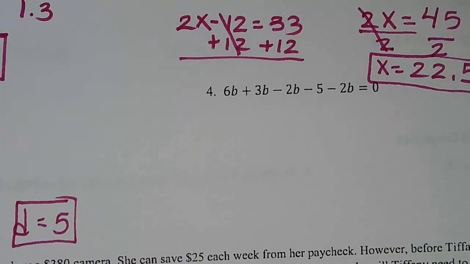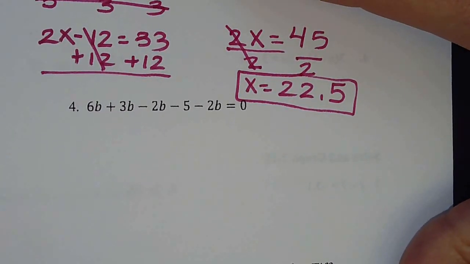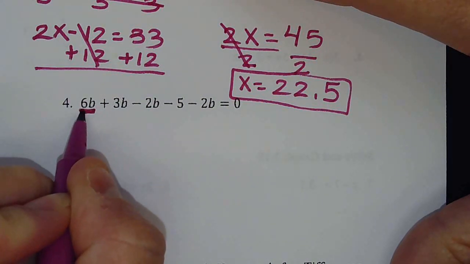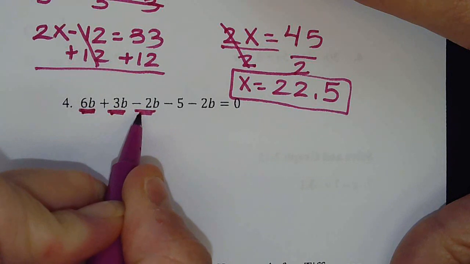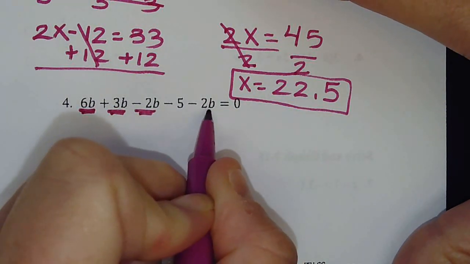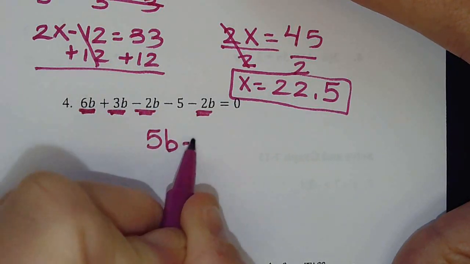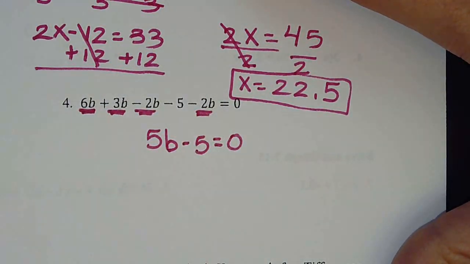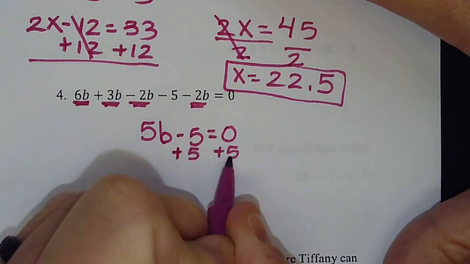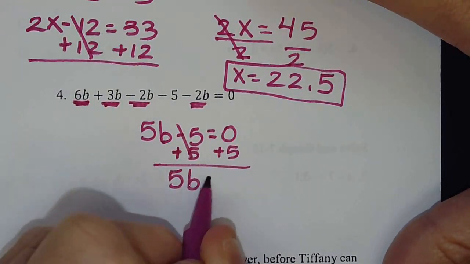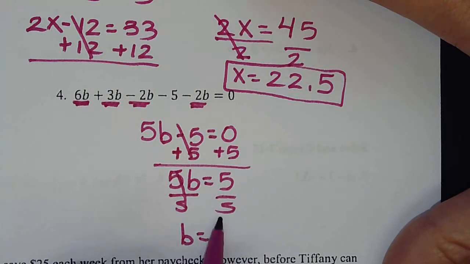Number 4. I like number 4. Number 4, you've got a little bit of combining of like terms that's got to happen here. 6b plus 3b is 9b. 9 minus 2 is 7b. 7 minus 2 is 5b. So I have 5b. Bring down the -5. Bring down the equals. Bring down the 0. So then to solve, I'm going to add 5. 5b equals 5. And then divide by 5. b equals 1.